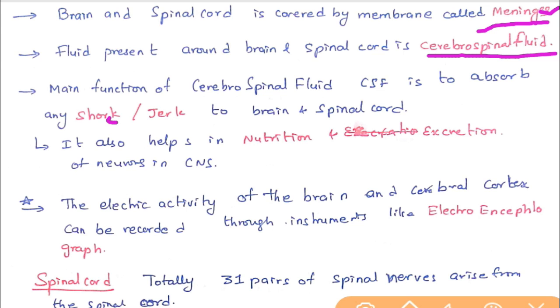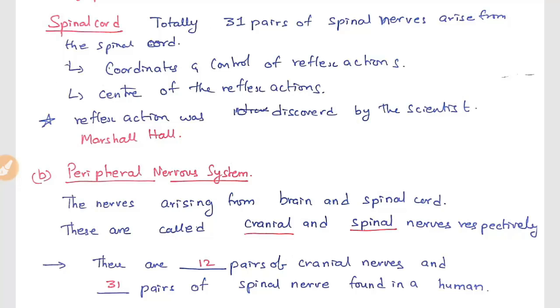Okay, the electric activity, this is very important, friends. The electric activity of the brain and cerebral cortex can be recorded through an instrument called the electroencephalograph. See, the electroencephalograph is used to check the function of the brain and cerebral cortex, friends.